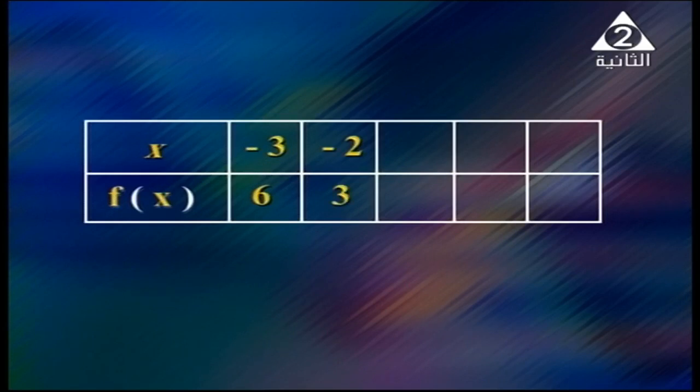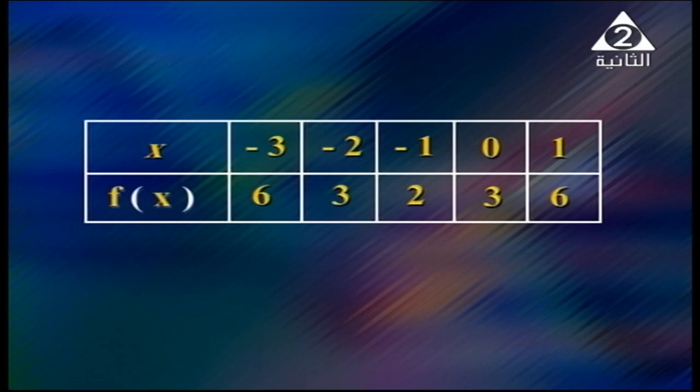How? You are going to make a table, the values of x and the values of f of x, which is y. How? Values of x are, if x equals negative 3, f of x is 6. X negative 2, f of x equals 3. X is negative 1, so f of x equals 2. X equals 0, f of x is 3. And if x equals 1, f of x equals 6.